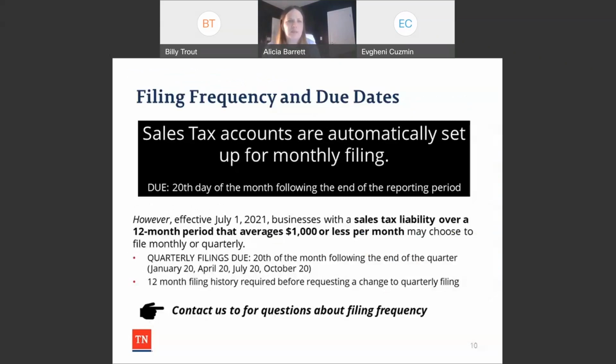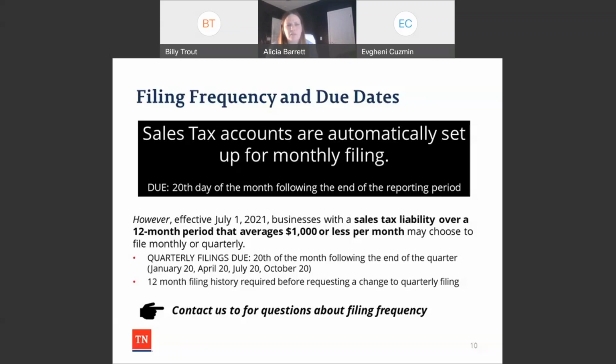Filing frequency and due date. So sales tax accounts are automatically set up for monthly filing, and it is going to be due on the 20th day of the month following the end of the filing period. So now, effective on July the 1st, businesses with a sales tax liability over a 12-month period that averages $1,000 or less per month may choose to file monthly or quarterly.